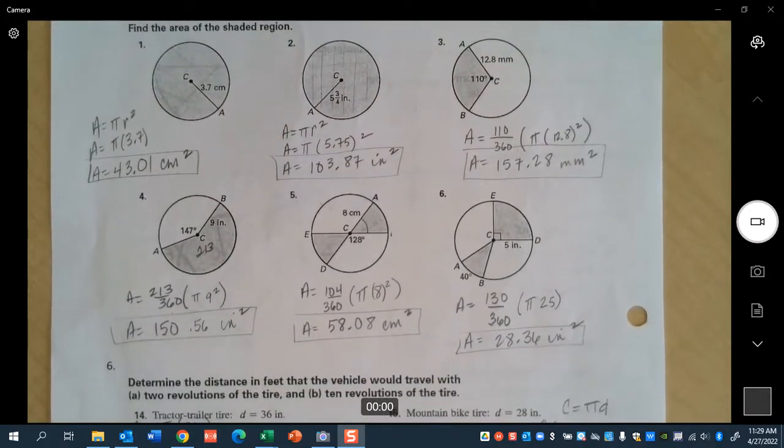Any questions on finding the area or the fraction of the area? What piece of the pie do we have? Olivia, what you got?